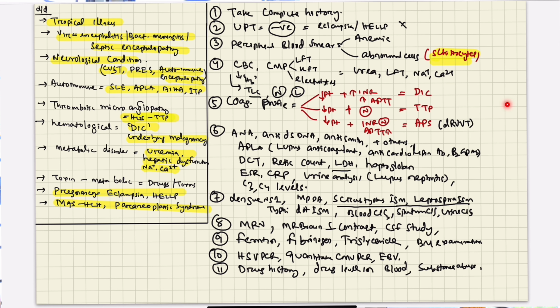But is it necessary that all these tests we have to send immediately at the same time in all cases? No. Here we have to segregate the tests. Initially, we will send some tests. If they come positive, they will guide us for some other test. If they come negative also, they will guide us for some other test. So right now, how to send the tests and investigations? This is called sequence of investigation.